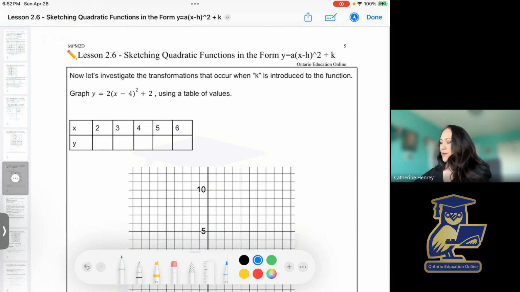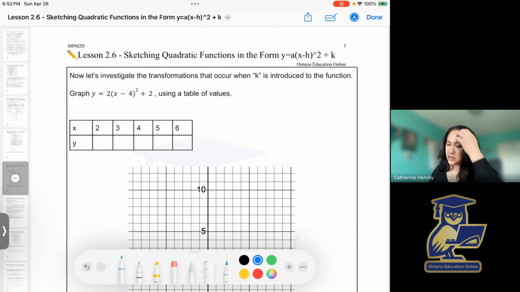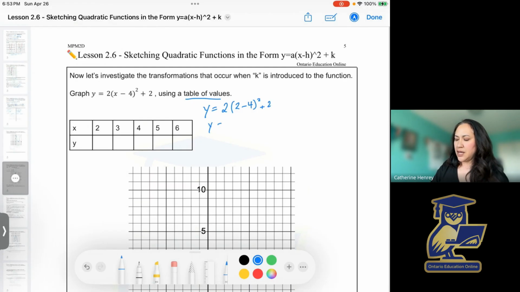Okay, so now we know what h does to our function, and it shifts it left or right. Now let's take a look at adding k. So adding k in vertex form is going to change our graph vertically. So for now, let's go back to using a table of values. And I know it takes a little longer. So here we go. y equals 2 times (2 minus 4) squared plus 2. y equals 8 plus 2. y equals 10. Put 10 here.